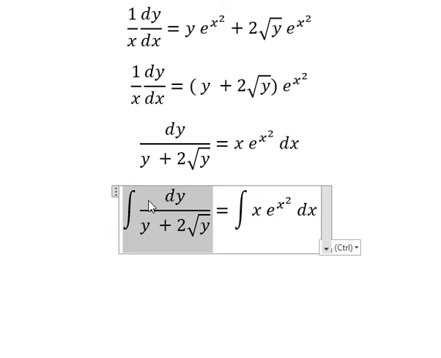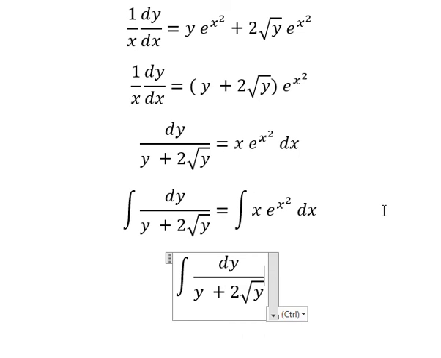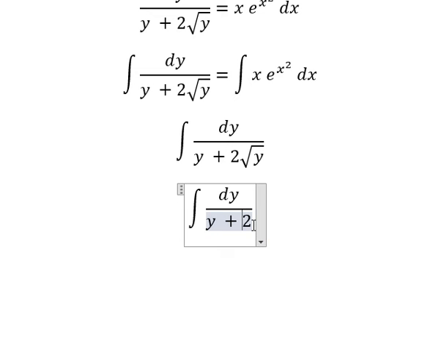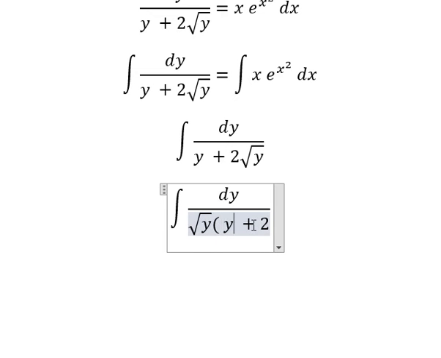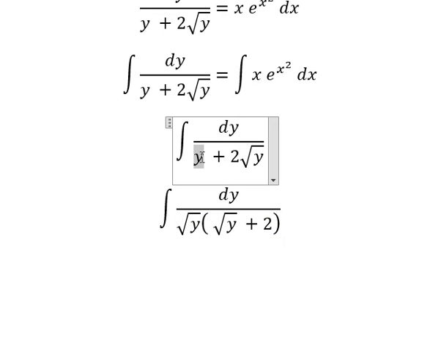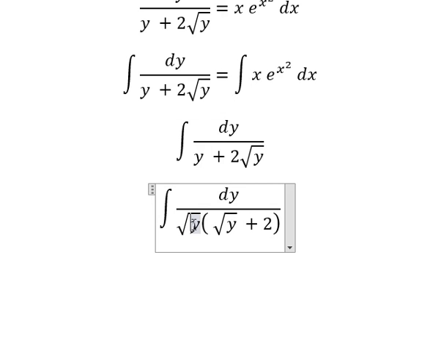Now I will concentrate on this one only. We can do factorization by the square root of y. Because the square root of y multiplied by the square root of y, we have y in here. The square root of y multiplied by number 2, we got this one.